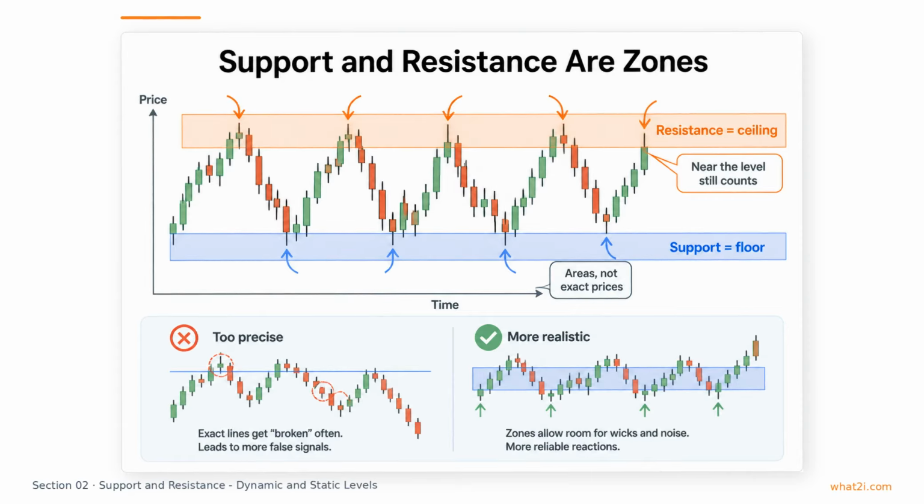A reversal that happens slightly above support or slightly below resistance can still be a valid reaction. This keeps you from being too rigid in your analysis. Markets are not exact enough to reward that kind of false precision very often. The more you think in areas, the more naturally price behavior starts to make sense.